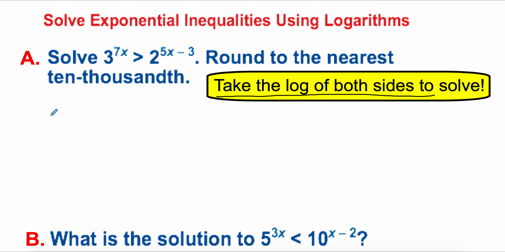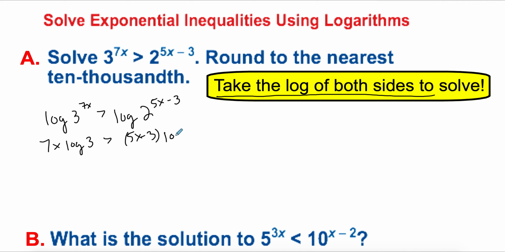Okay, so I'm going to log both sides here. Log 3, 7x greater than log 2, 5x minus 3. Okay, and now we can bring down our exponents. And then that 5x minus 3, that whole group comes down and you want to put it in parentheses. Okay, and now here's where you can continue. We can distribute this log 2 through here, which is the most accurate way to do it. The algebra 2 way that I would prefer that you all do it is you start just multiplying these numbers and you drag decimals through.